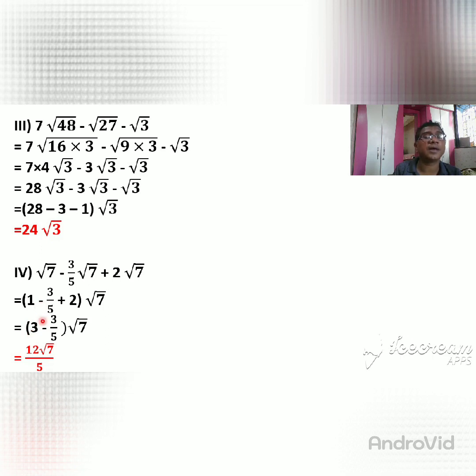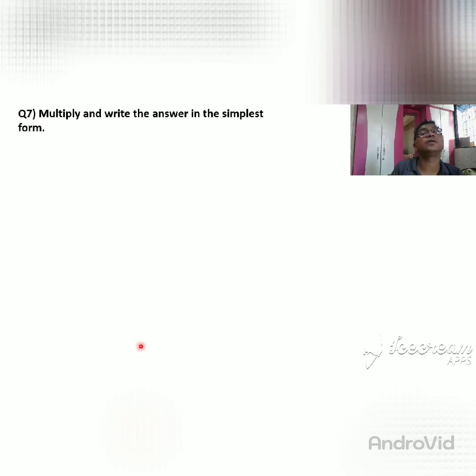Then the middle term sign is minus. Then 3 upon 5. The denominator of 3 is not given, so 1. So for 1 and 5, the LCM is 5. So I write here 5 LCM. Then 5 times 3 is 15. 15 minus 3, what is remain? 12. 12 root 7. Okay. In such a way you get 12 root 7 upon 5. That is the answer.